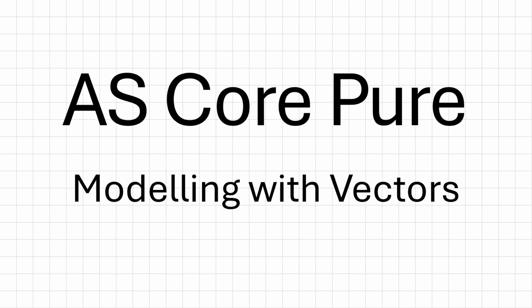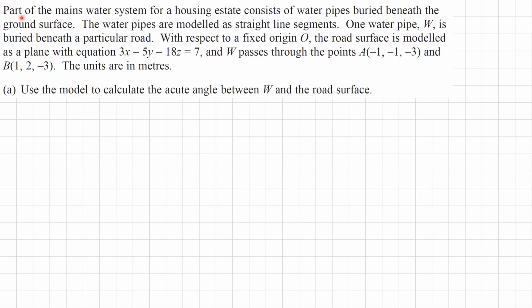This is an AS Core Pure question on modelling with vectors. Part of the mains water system for a housing estate consists of water pipes buried beneath the ground surface. The water pipes are modelled as straight line segments. One pipe, W, is buried beneath a particular road.